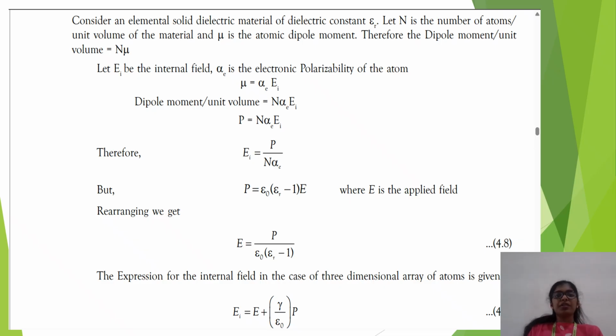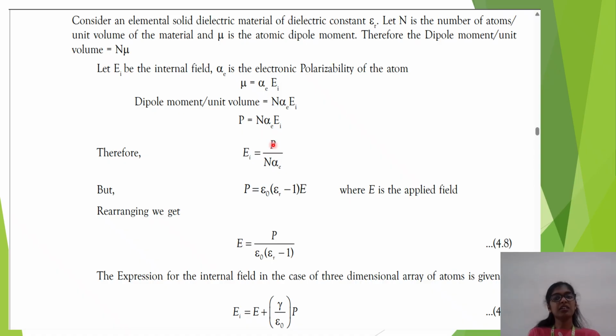Now we discuss the derivation part of this equation. Consider an elemental solid dielectric material of dielectric constant epsilon r. Let n be the number of atoms per unit volume of the material and mu the atomic dipole moment. Therefore, the dipole moment per unit volume is equal to n into mu. Let E be the external electric field. Alpha is the electronic polarizability of the atom. We can write mu is equal to alpha into E_i. Dipole moment per unit volume is equal to n alpha E_i. Dipole moment per unit volume is represented by P. Therefore, P is equal to n alpha E_i.